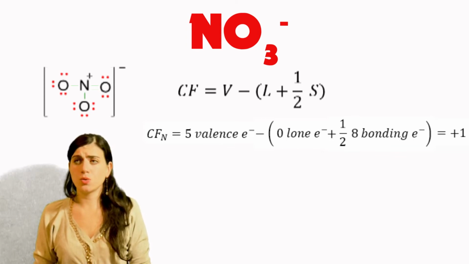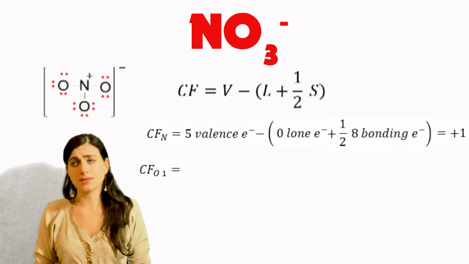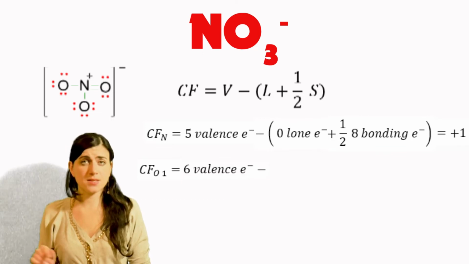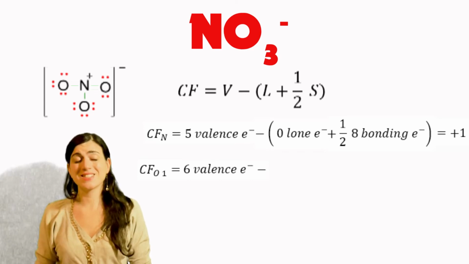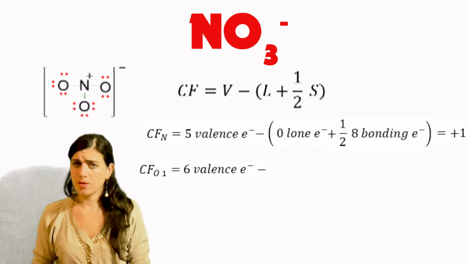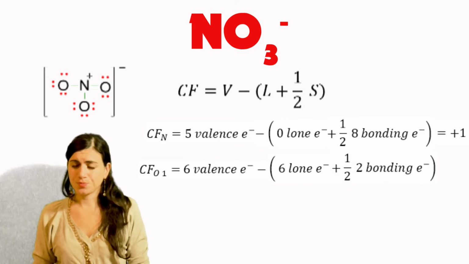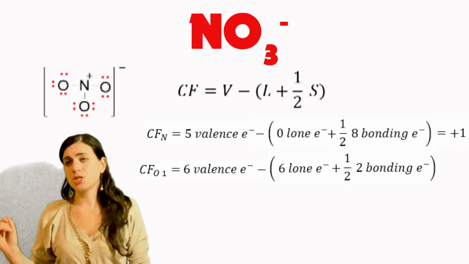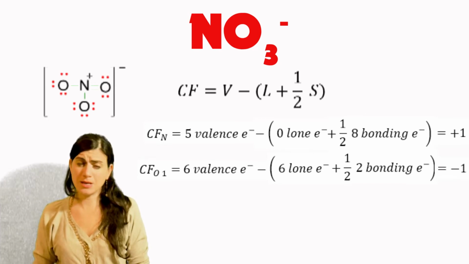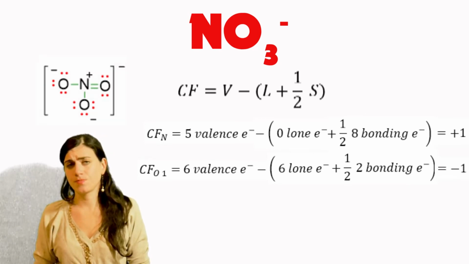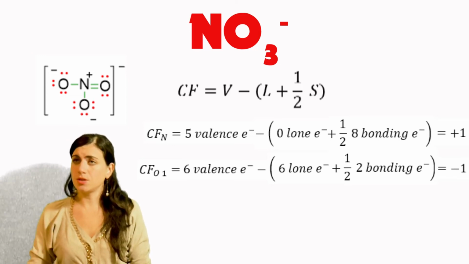Let's see the oxygens which are forming one bond with the nitrogen. In this case, oxygen has 6 electrons in its valence shell. So we have to write 6 minus, in parentheses, 6 electrons as a lone pair, minus half of 2, because there is only one bond. So we'll have 6 minus 7, which is minus 1. So we can write minus 1, or even only the minus sign, on these 2 oxygens. Let's see the last oxygen. The last oxygen is the oxygen involved in the double bond.